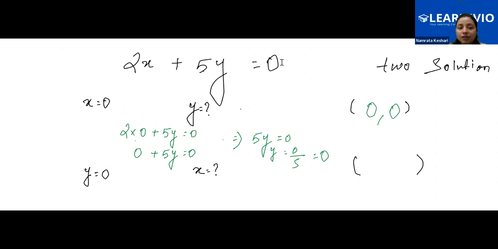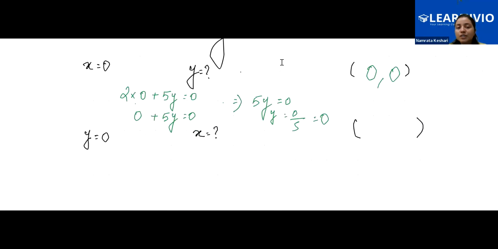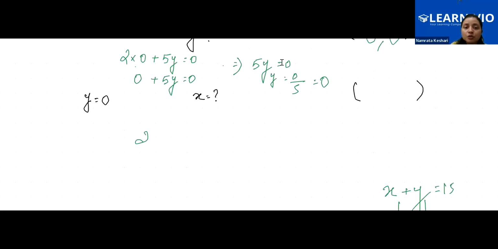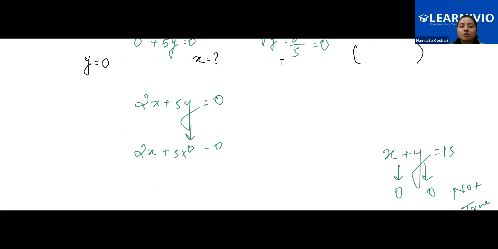If we take y as 0 in this equation, 2x plus 5y equals 0, and substitute 0 in place of y, this time not x, and try finding the x value, then x will also come out as 0. Y we have already taken 0. Again the same coordinate, 0, 0.